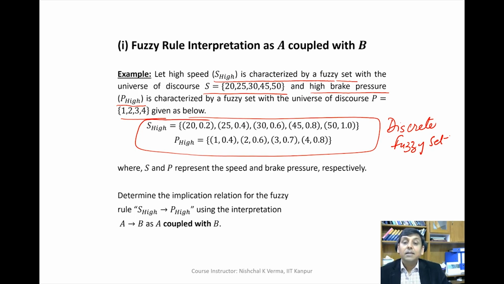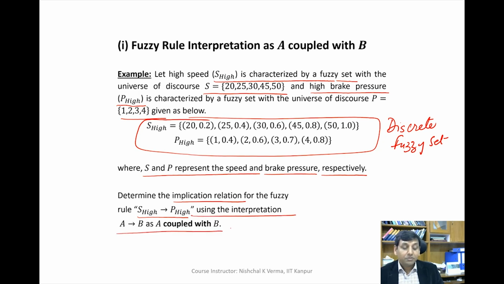So S high and P high both are discrete fuzzy sets, where S and P represent the speed and brake pressure respectively. So determine the implication relation, that means the relation fuzzy set for this. So S high coupled with P high, using the same interpretation that we have just discussed.